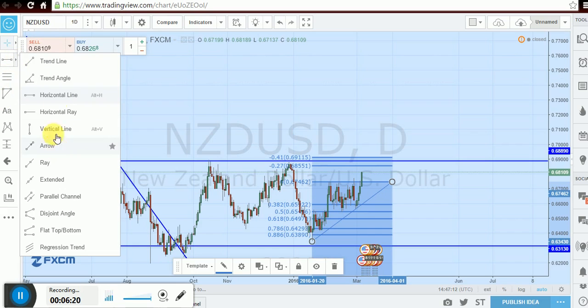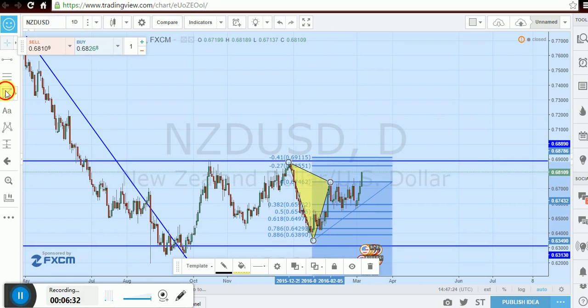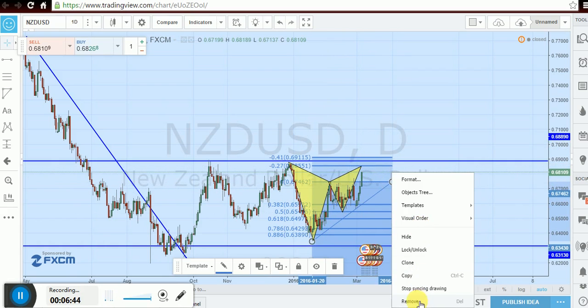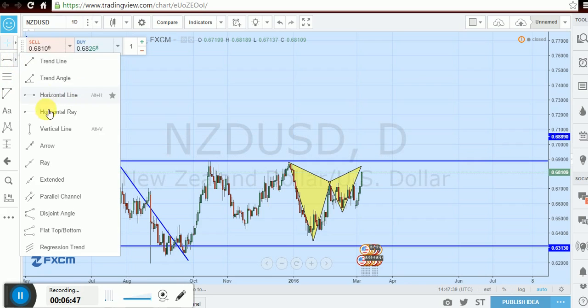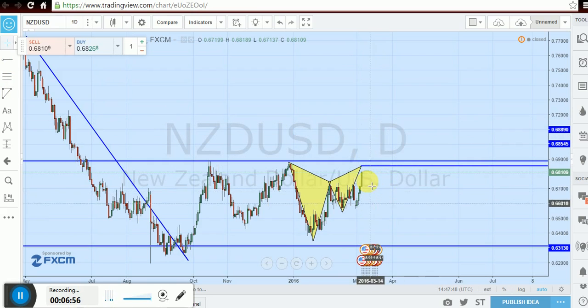Let me go ahead and draw the triangle for you. So we've got the X to A leg right there, A to B, B to C, C to D. This Gartley pattern will terminate at the 127 extension. As you can see, the market is just about 45 pips away from being completed, and with the momentum that this market is approaching this high, I expect that Gartley pattern to be completed hopefully in the first couple of days of this week.